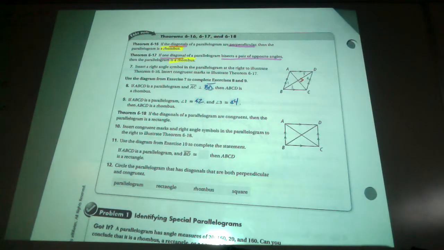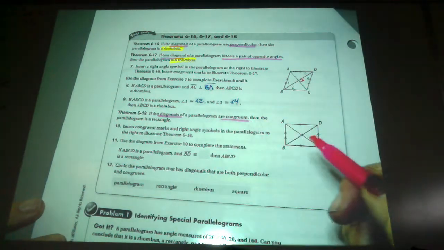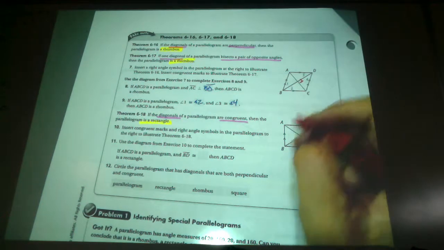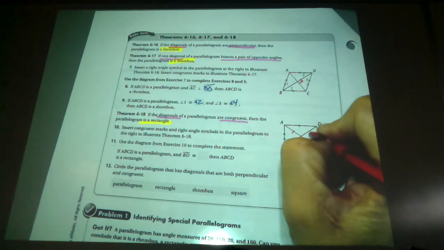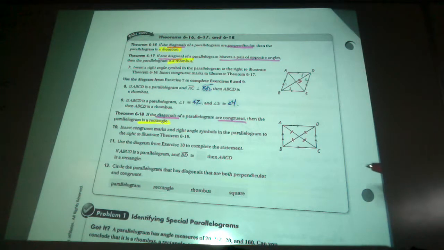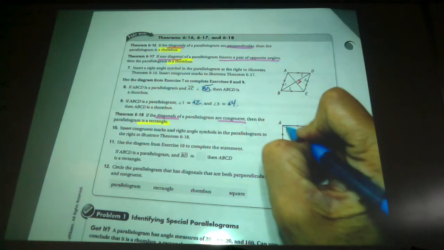And then theorem 618 says, if the diagonals of a parallelogram are congruent, then the parallelogram is a rectangle. And so we had that yesterday. So insert congruent marks at the right and right angle markers to illustrate this theorem. So these pieces, by the way, would all be equal, because in a rectangle, not only are those diagonals congruent, but they do bisect each other. And in addition to that, that rectangle has 4 right angles.